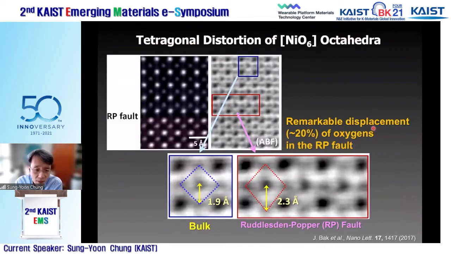By using ABF-TEM, we could also identify the oxygen distortion. Oxygen elongation is easily observed in this ABF image. The bulk type is almost cubic, a pseudo-cubic structure, which is a very well-known structure. But at this fault state, the two-dimensional fault in plane, you can see the oxygen is elongated downward, which means there is a strong distortion of the oxygen octahedra.